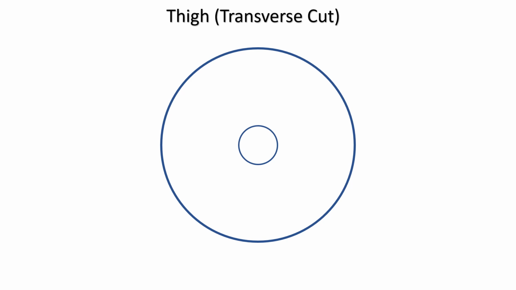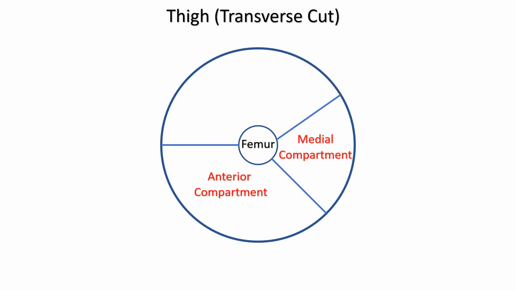If we're to do a transverse cut through the thigh, so this would be like we cut the femur here in the thigh, you can divide the thigh into 3 main compartments: the anterior compartment, medial compartment, and posterior compartment.